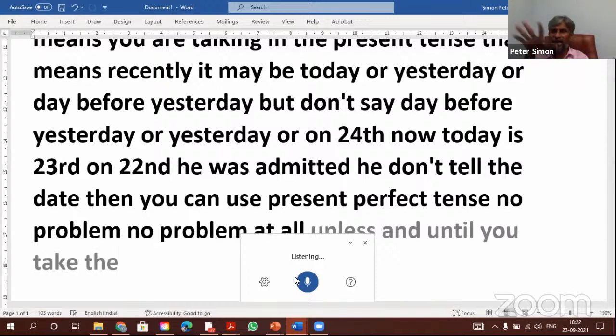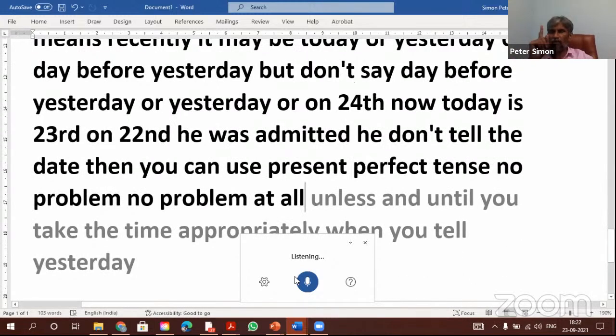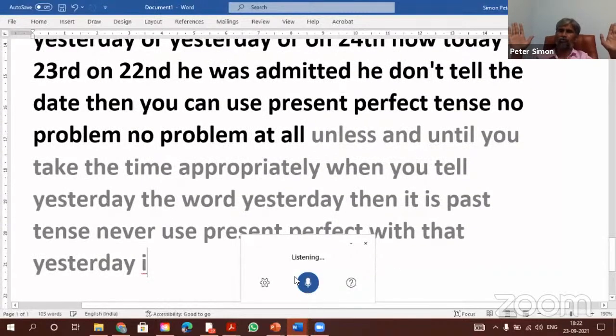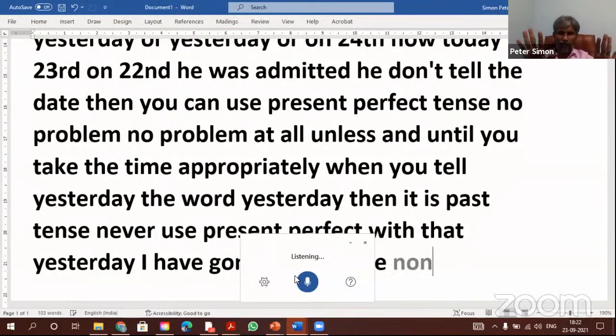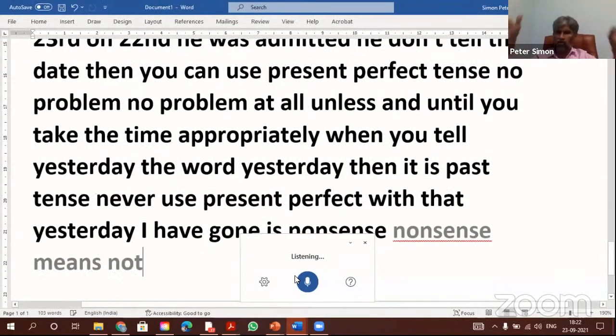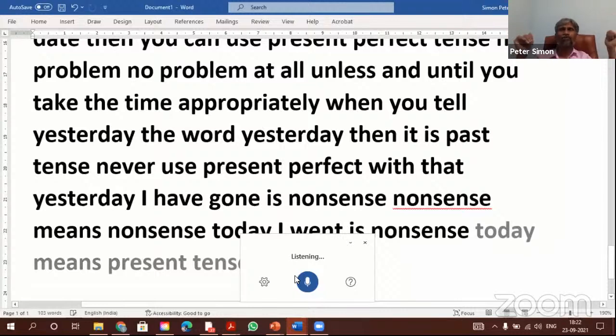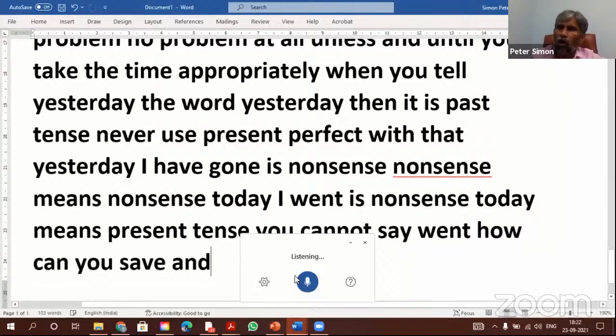When you tell yesterday, the word yesterday, then it is past tense. Never use present perfect with that. Yesterday I have gone is nonsense. Nonsense means nonsense. Today I went is nonsense. Today means present tense. You cannot say went. How can you say went? Then you say today at 10 o'clock in the morning I went.